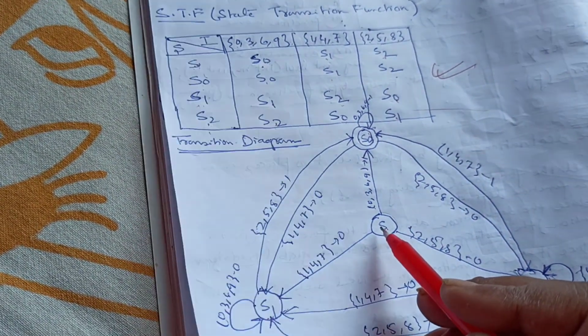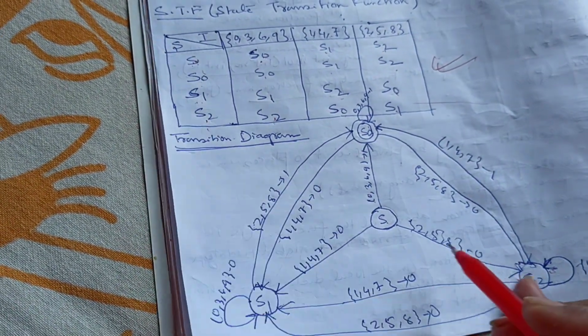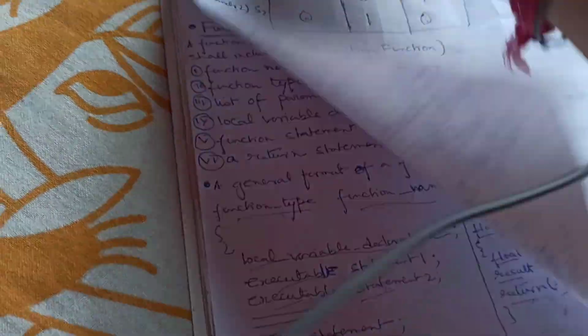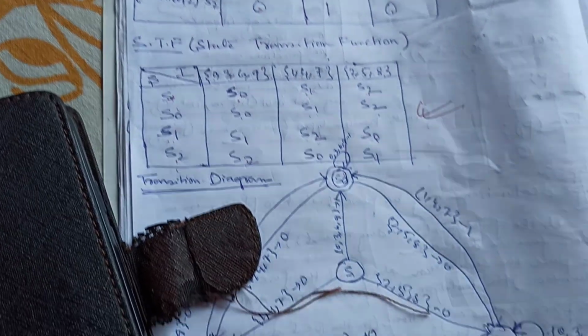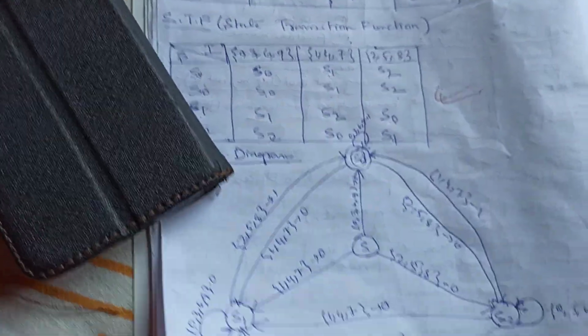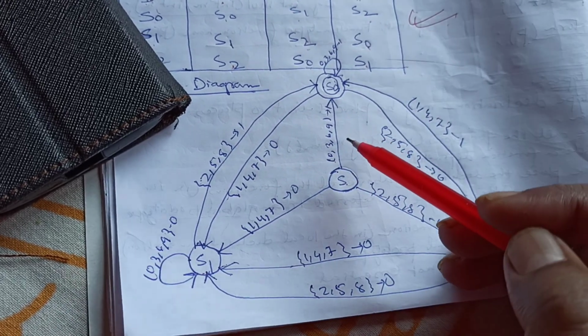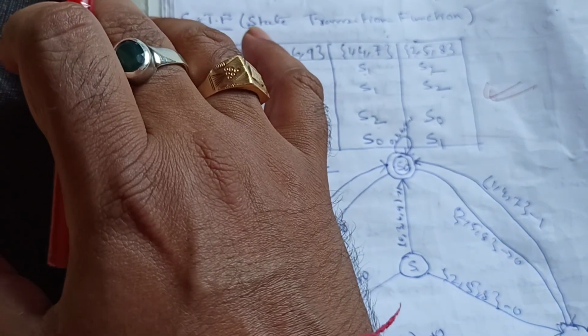Now from the state transition function, we are drawing the state transition diagram. Here we have taken the four states S, S0, S1 and S2. We have taken all the states S, S0, S1, S2.